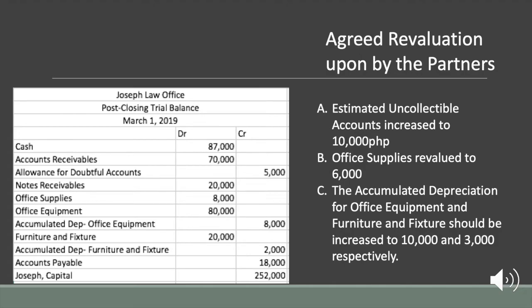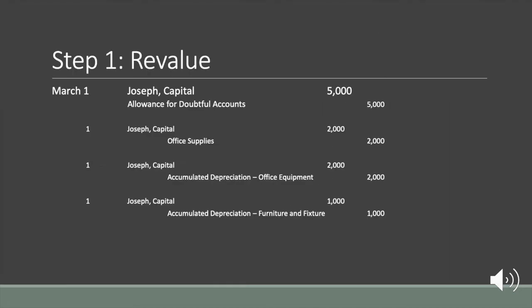And for C, the accumulated depreciation for office equipment and furniture and fixture. The accumulated depreciation of office equipment should be 10,000, which is increased by 2,000, while the accumulated depreciation of furniture and fixture should increase by 1,000 to be 3,000. So here are the adjustments that were made, which is the first step in converting a sole proprietorship to a partnership.